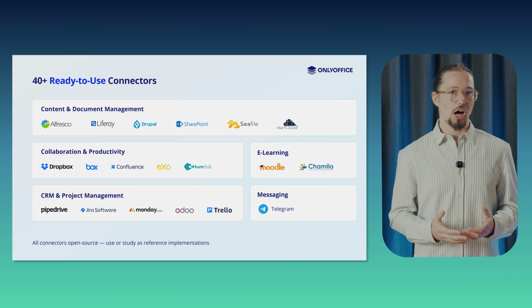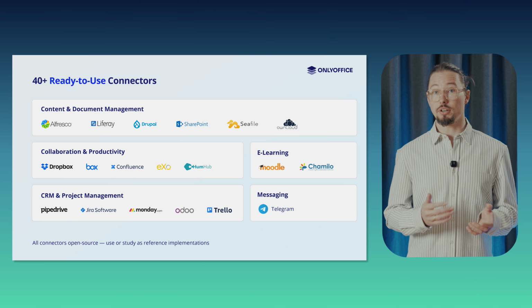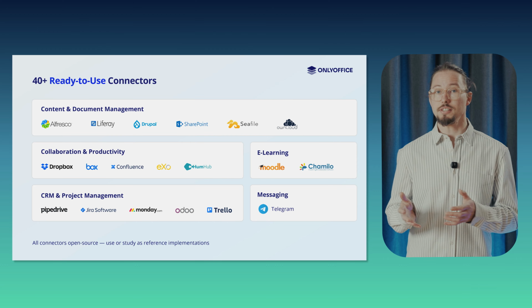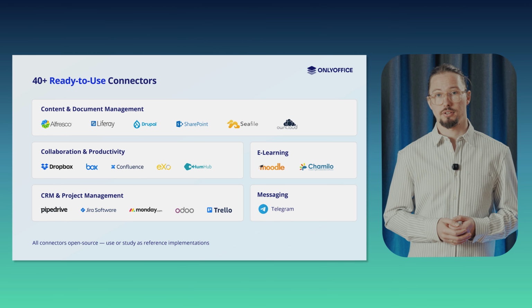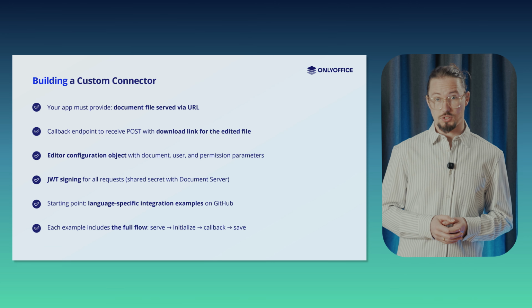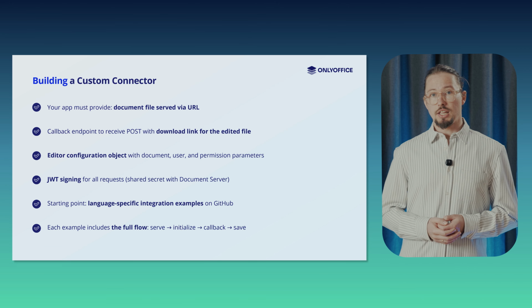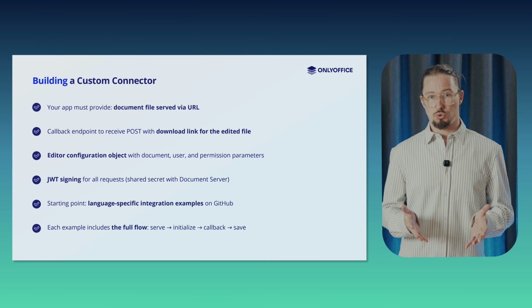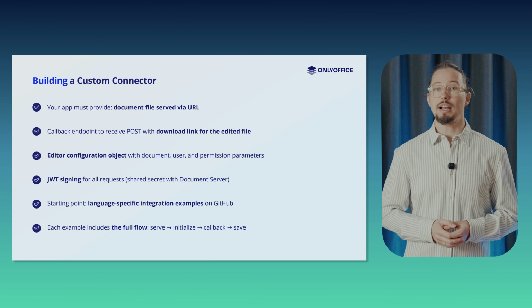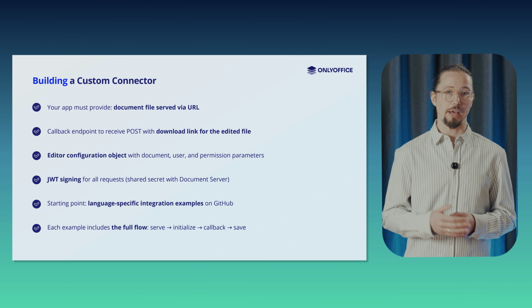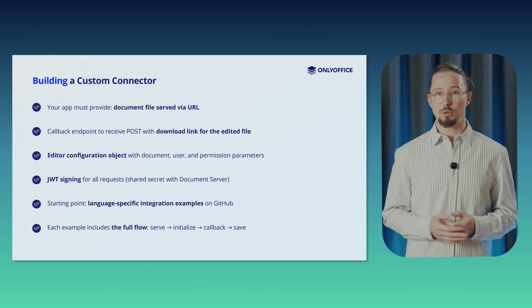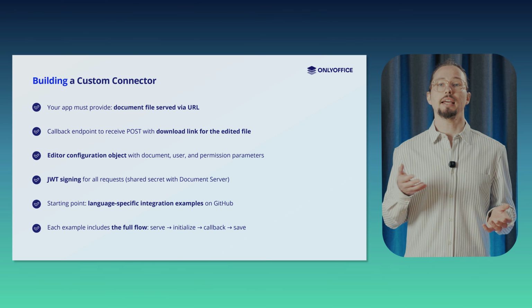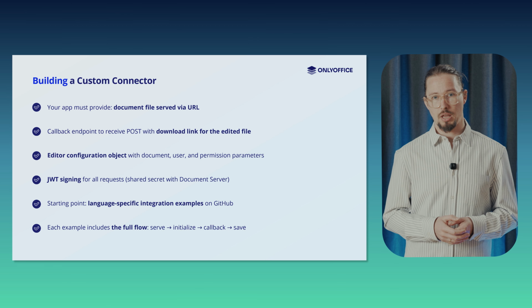All of these connectors are open source, available on GitHub, so you can use them as is or study them as reference implementations for your own integration. If your platform isn't on that list, you can build your own connector. The requirements are well documented. Your app needs to serve the document file via URL, provide a callback endpoint to receive the edited file, generate the editor config with the correct parameters, and sign everything with JWT.